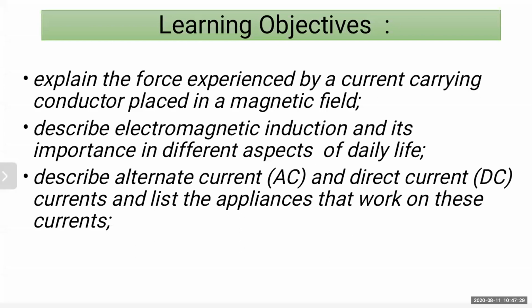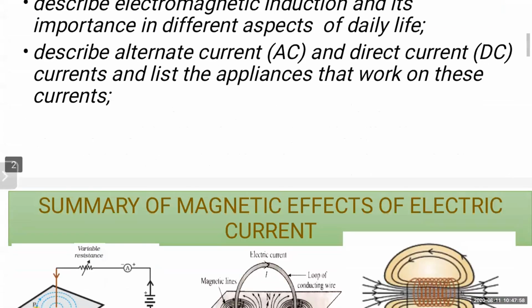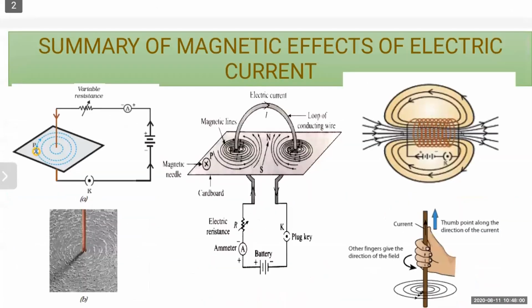So these three objectives: explain the force experienced by the current carrying conductor placed in a magnetic field, describe electromagnetic induction and its importance in different aspects of daily life. Third one is describe the alternate current and direct current and list the appliances that work on these currents. Okay. Now let us look at the introductory part.